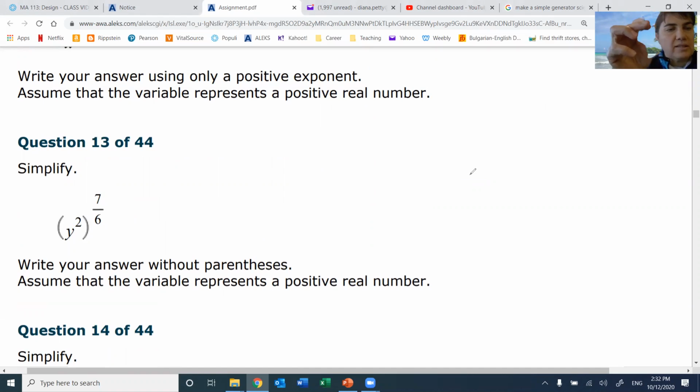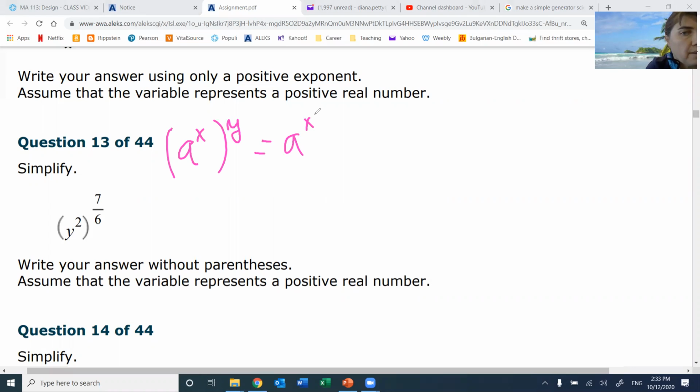Okay. Simplify. This is actually super easy. What do you do with exponents when they're like a, x, y? You multiply them, right? So the same thing here. This is 2 over 1. You can write this as y, 2 over 1 times 7 over 6, right? Because the 2 is times 7 over 6. I just put the 1 so you can see the fractions. So when you do that, you can cancel the 2 and the 6. So it's going to be y 7 over 3.